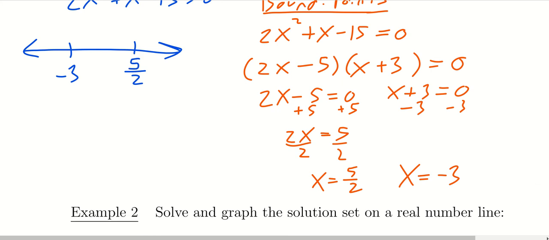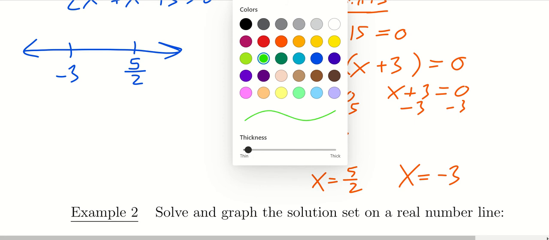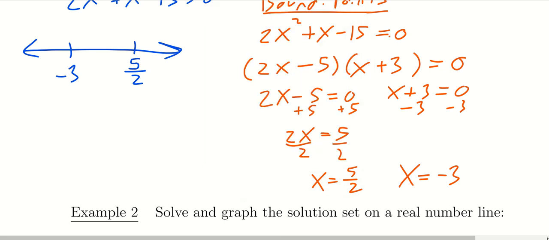Two numbers will divide the number line into 3 regions. Let's go ahead and highlight those. We'll do orange. So we have region 1, region 2, and region 3. Region 1 is the region to the left of both points. Region 2 is the region in between the two boundary points. And region 3 is the region to the right of both boundary points. We are now going to use the method of test points.